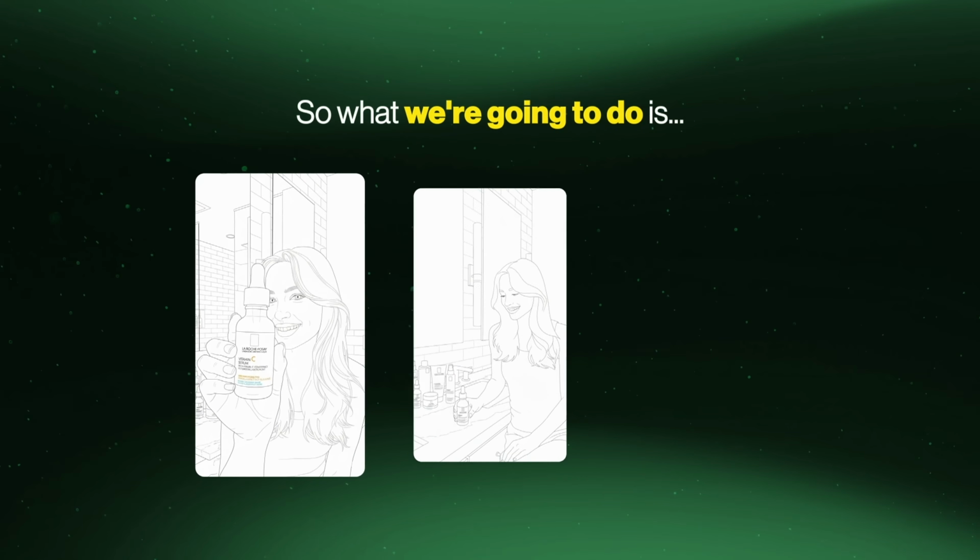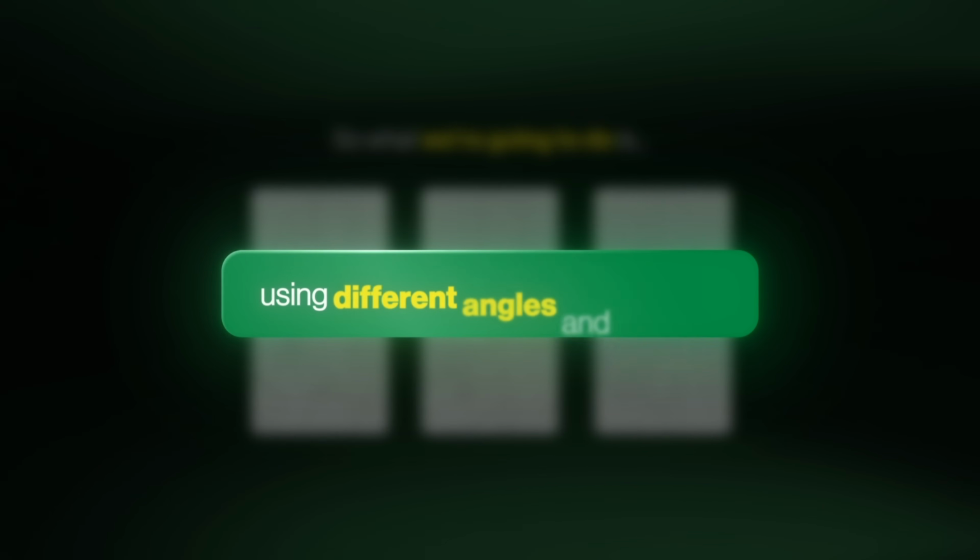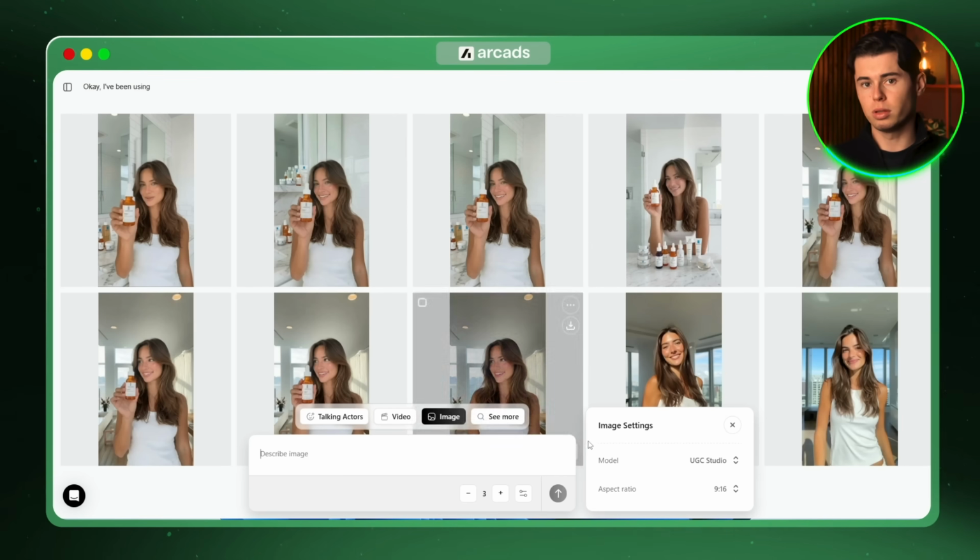This came out perfect. She's naturally presenting the serum, the movement is smooth, and it looks like a real creator filmed this in their bathroom. But here's the thing, just one video isn't enough to make people buy our product. So what we're gonna do is create multiple variations of this same scene using different angles and actions. This gives us a full library of clips we can cut between to keep the ad dynamic and engaging. Let me show you exactly how to do this.